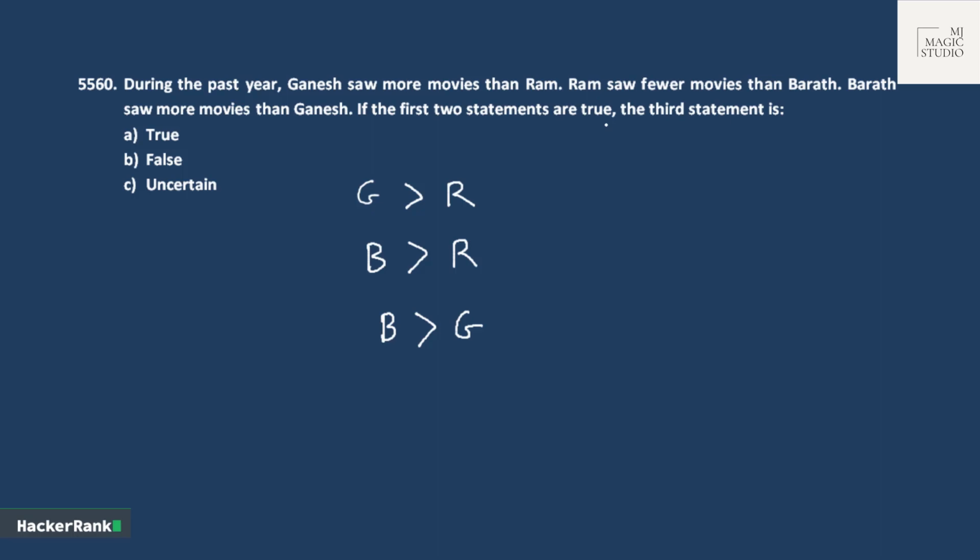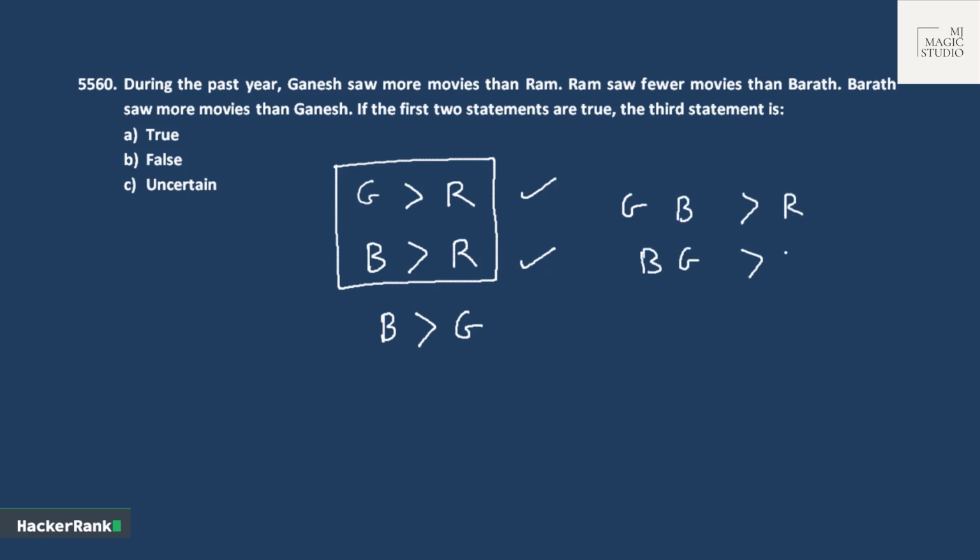If the first two statements are true, then is the third statement true? Now, if these two statements are correct, then G, B or B, G both are correct positionings with respect to R, because both say G is greater than R and B is greater than R. But whether B is greater than G or not, we do not know. We are in the uncertain mode. I'll mark option C.